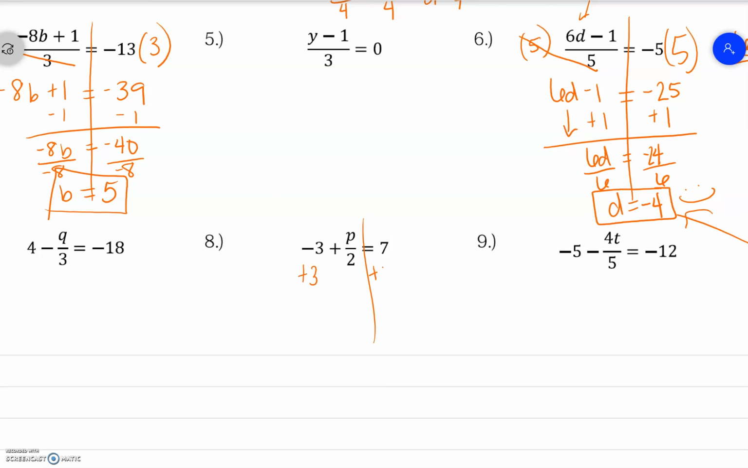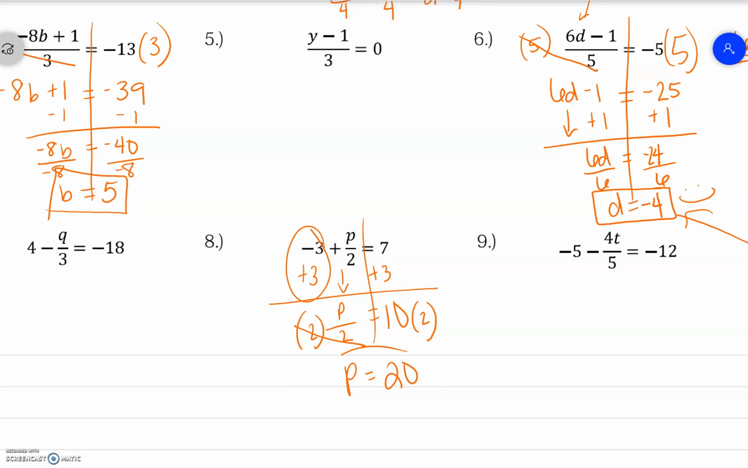Add 3, because 3 is negative, we need to add it. Bring down p divided by 2, bring down the equals. 7 plus 3 would be 10. P is being divided by 2, so the opposite of divide by 2 would be multiply by 2. And that leaves us with 1p equals 20.